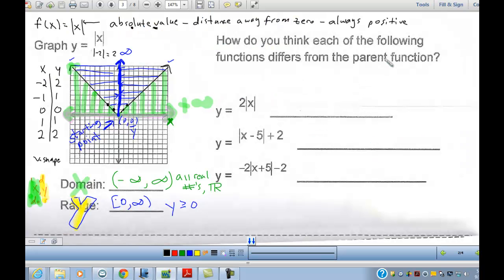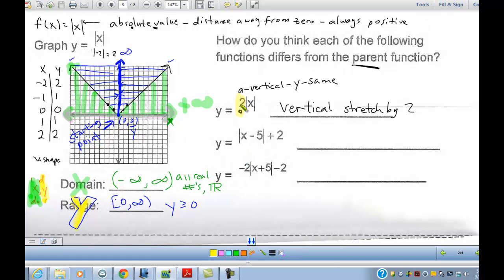So now, how do we think each of the following functions differs from the parent function? Here I have a 2 out front. We have a vertical change of 2, so it's a vertical stretch by 2. In this problem, I have a vertical movement up, but I also have horizontal movement to the right. So we go right 5, because remember this is in X, and X is a liar, so we have to move to the right instead, 5. So right 5 and up 2.